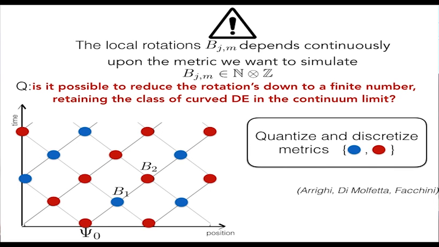So you mean that you have some superposition of metrics or something, some probability of having the red metric and some probability of having the blue metric or something? No, but I will come exactly to this in the following. In this paper we'll just prove that with a finite number of local rotations we can reproduce any spacetime.